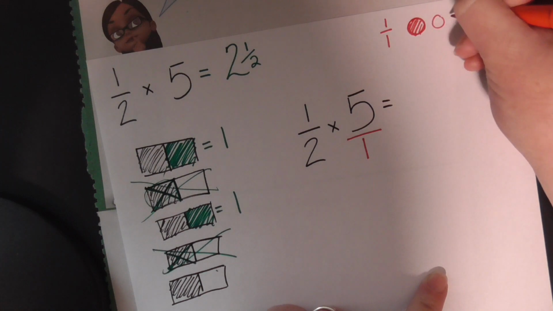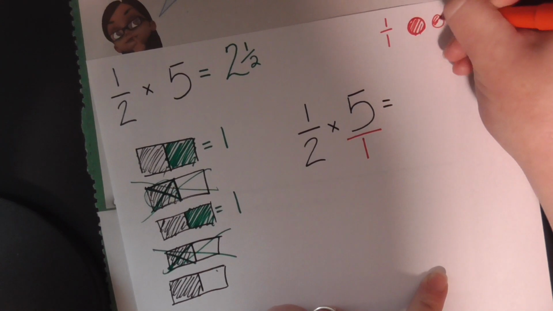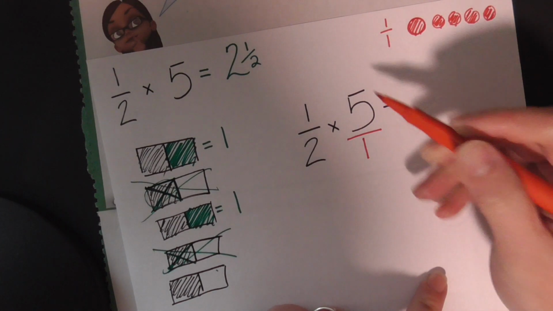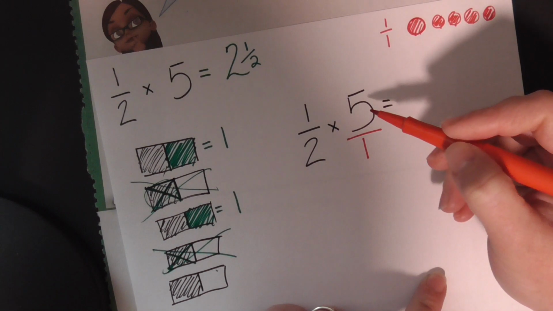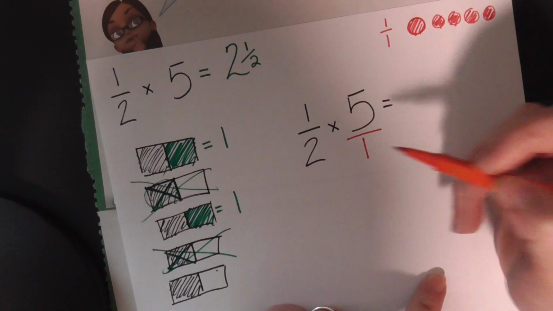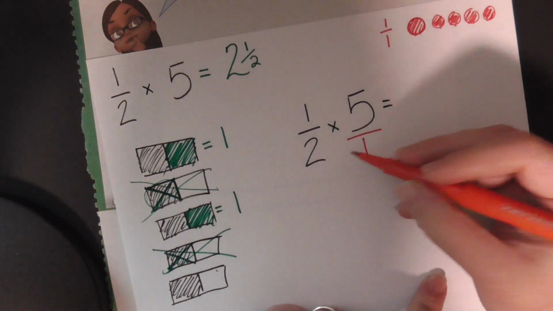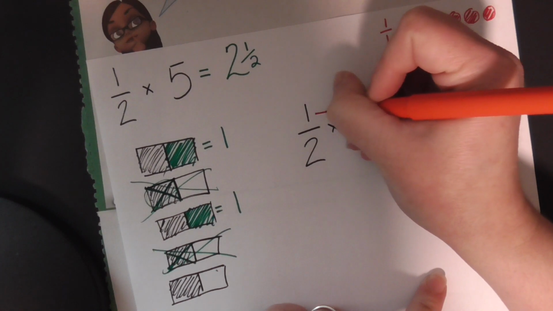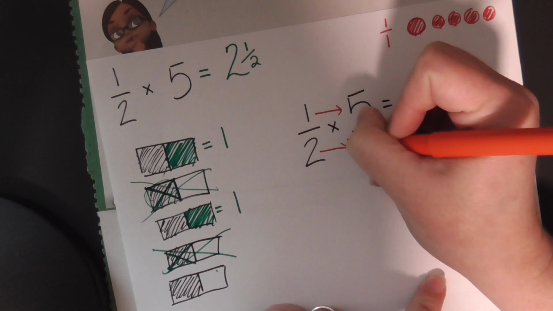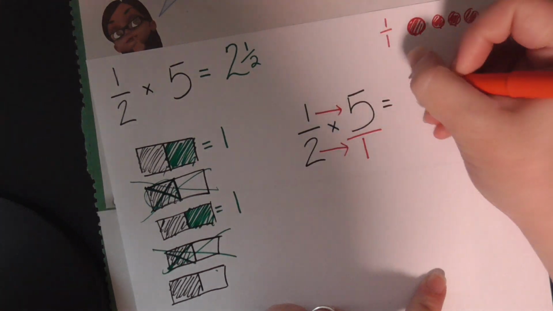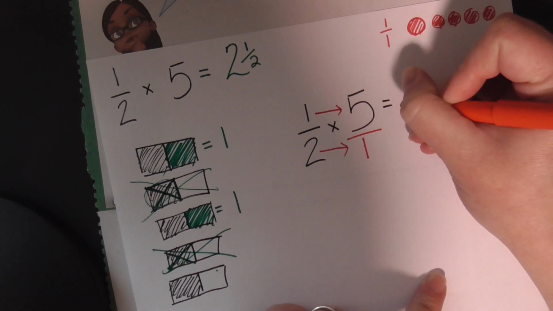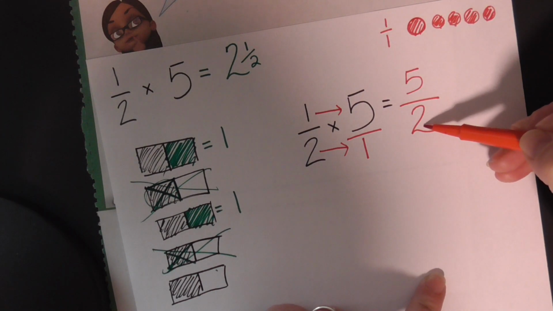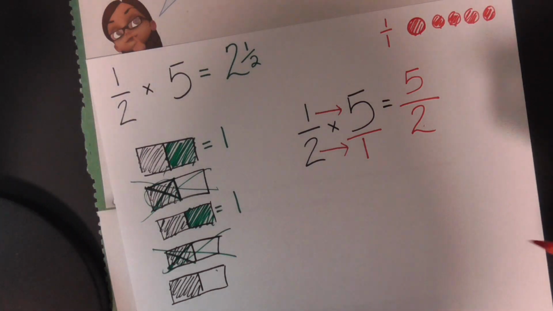So that means I have 5 wholes, which is the same thing as just saying 5. So you can always just put any whole number over 1 to make it a fraction. And when you have 2 fractions and you're multiplying them, you just multiply straight across. So 1 times 5 equals 5. 2 times 1 equals 2. Now we have 5 over 2.